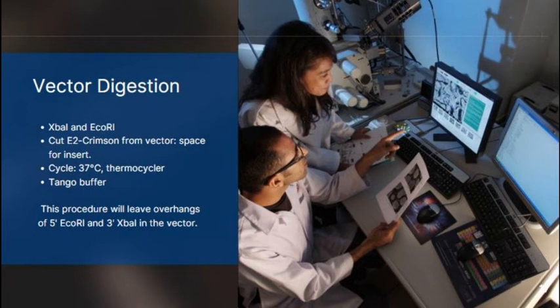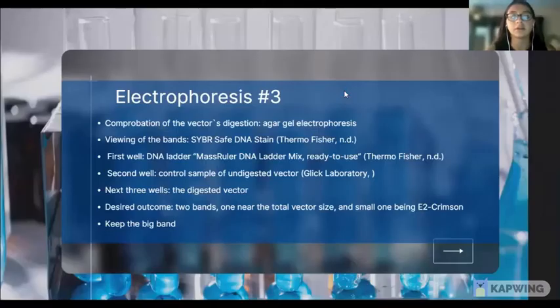The incubation temperature will be 37 degrees Celsius, using the Tango buffer for the double digestion. For the third electrophoresis, this will help us to prove the vector digestion. We will use a new agarose gel and view the bands with SYBR Safe DNA stain. The ladder for this electrophoresis will be the MassRuler DNA Ladder Mix from Thermo Fisher. The control will be the undigested sample from Glick Lab, and the last 3 wells will contain the digested vector.